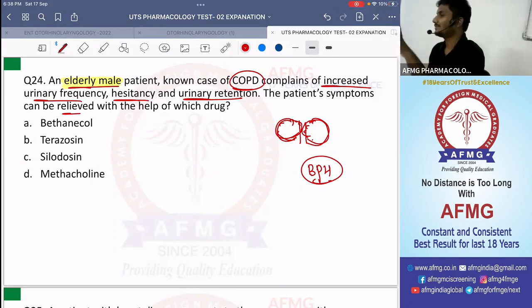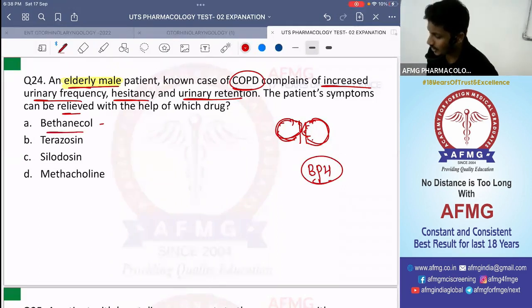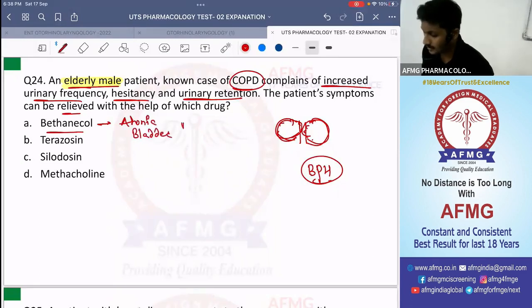Now, आ रहा उस पर. ठीक है, एक करके करते हैं. Bithanicol की अगर मैं बात करूं, please remember Bithanicol is usually a drug which is used in cases of atonic bladder. Okay, it is used in cases of atonic bladder. It acts on which receptors? It is the agonist at the M3 receptors.